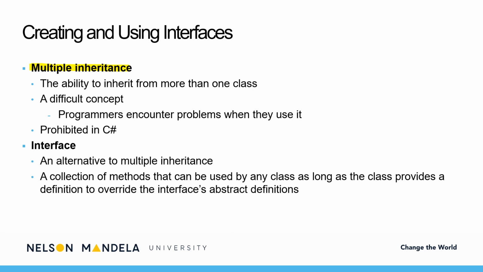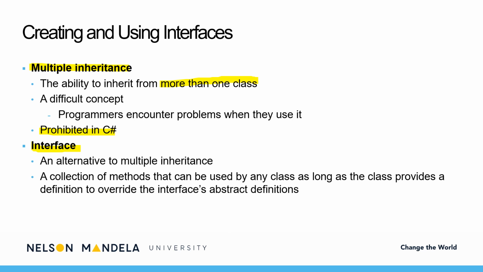So, multiple inheritance is the ability to inherit from one or more classes, or from more than one class. Most programmers find it challenging to implement multiple inheritance, and for that reason, C# or the .NET language has prohibited that. So we no longer have multiple inheritance. What they normally do is they use a concept called interfaces, which is an alternative to multiple inheritance.